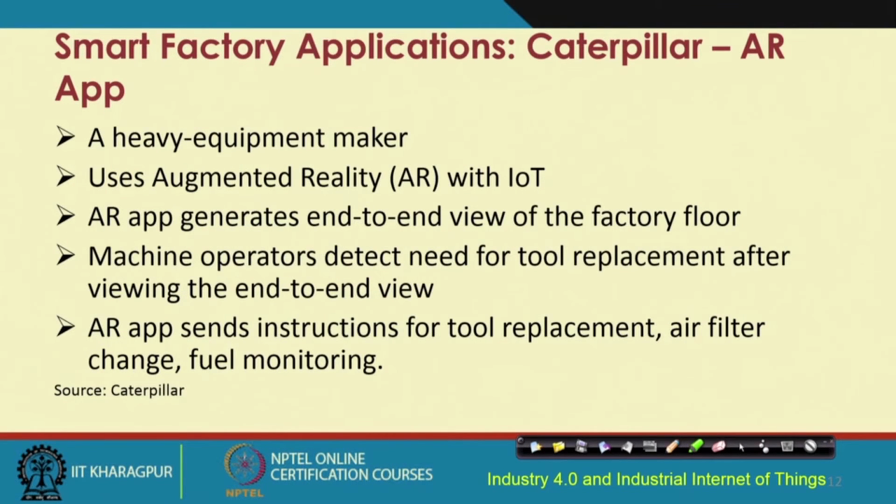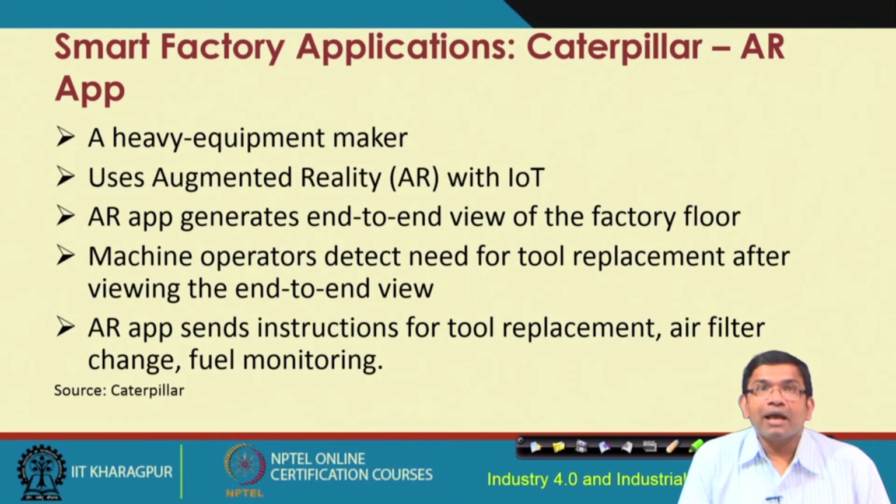Caterpillar basically has the AR app, augmented reality app, which is integrated with IoT. Caterpillar, as you know, is a heavy equipment maker, and they have come up with the augmented reality app that generates end to end view of the factory floor. So, the machine operators can detect the need for tool replacement whenever it is required after viewing the end to end view through that particular AR app. The AR app basically sends instructions for doing things like tool replacement, air filter change, fuel monitoring and so on.